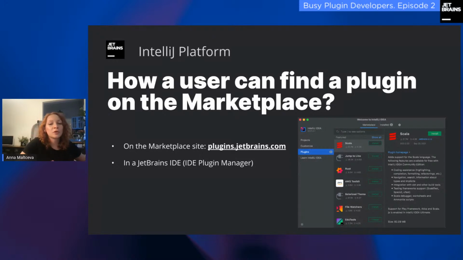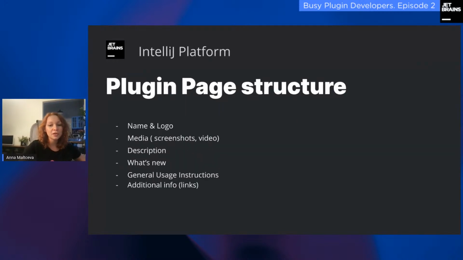But when people land on your plugin page, what do they normally see? There is a structure available to every marketplace author, and there you can usually find some general information about the plugin, its description, some media like video and screenshots. Also an author can provide their general usage instructions, see the rating, and add some links, for example, to the bug tracker, support, or your site.